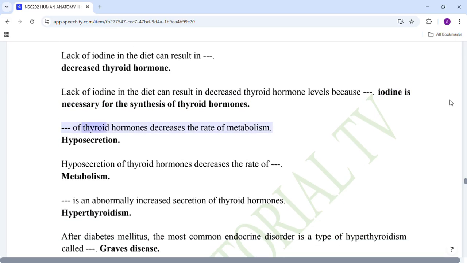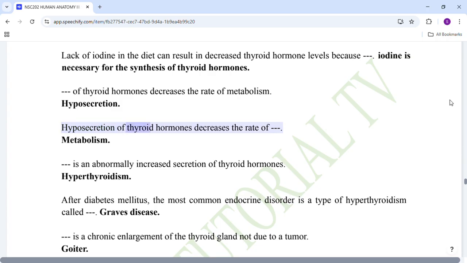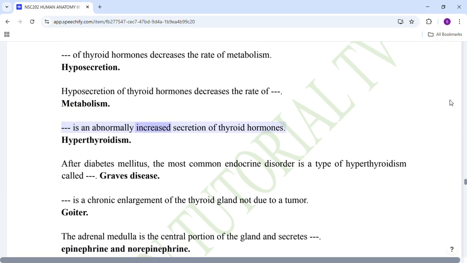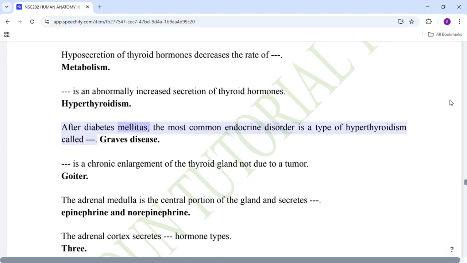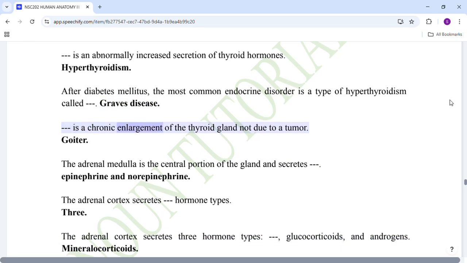Hyposecretion of thyroid hormones decreases the rate of metabolism. Hyperthyroidism is an abnormally increased secretion of thyroid hormones. After diabetes mellitus, the most common endocrine disorder is a type of hyperthyroidism called Graves' disease.